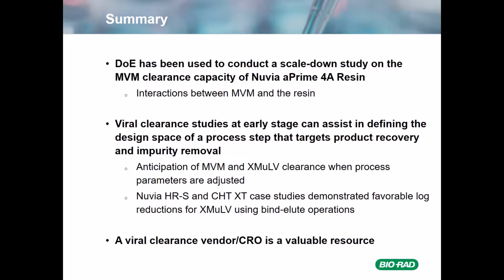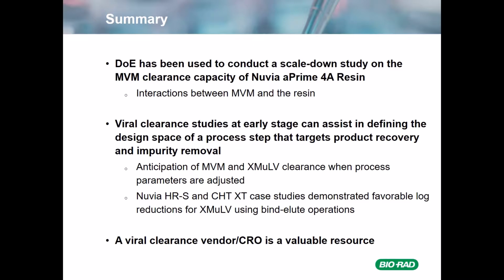So to summarize, DOE has been used to conduct a scaled-down study on MVM clearance capacity of Nuvia aPrime 4A resin. This was primarily to evaluate the interactions between MVM and the resin, and as the contour plot results showed, the higher salt and higher pH gave selective binding of the MVM to allow for acceptable viral clearance.